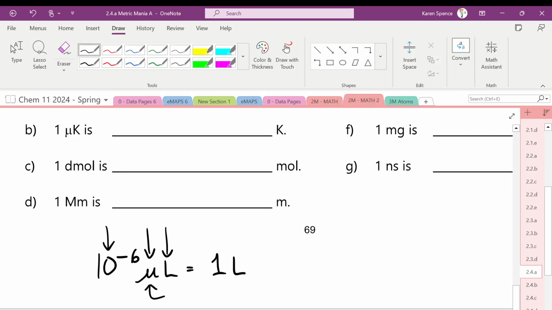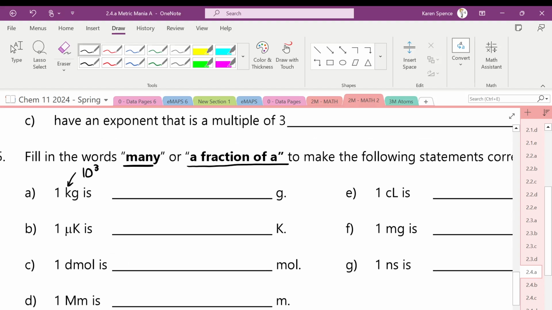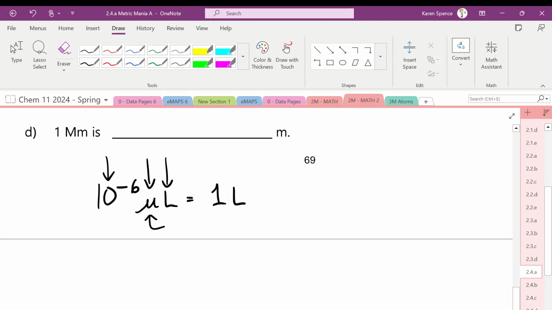And again, that makes no sense, which is why I would like you to start thinking about, is 1 kilogram many grams, or is 1 kilogram a fraction of a gram? Many or a fraction? Many. Microkelvin, is that many kelvins or a fraction of a Kelvin? Fraction. So you're going to do those ones as well. Okay, we're not going to spend time on it right this moment. You're going to go home and do that.